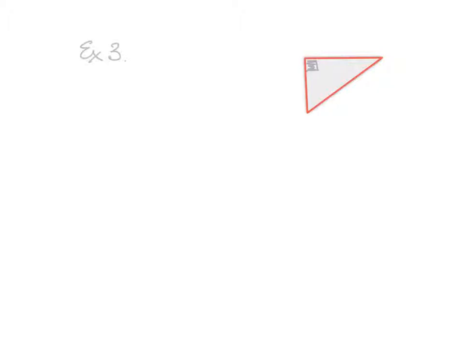This is example 3, the last example involving SohCahToa. Now, let's have an angle of 60 degrees and an opposite side of 5 and an adjacent of, let's just call that T. I've kind of given the game away here.